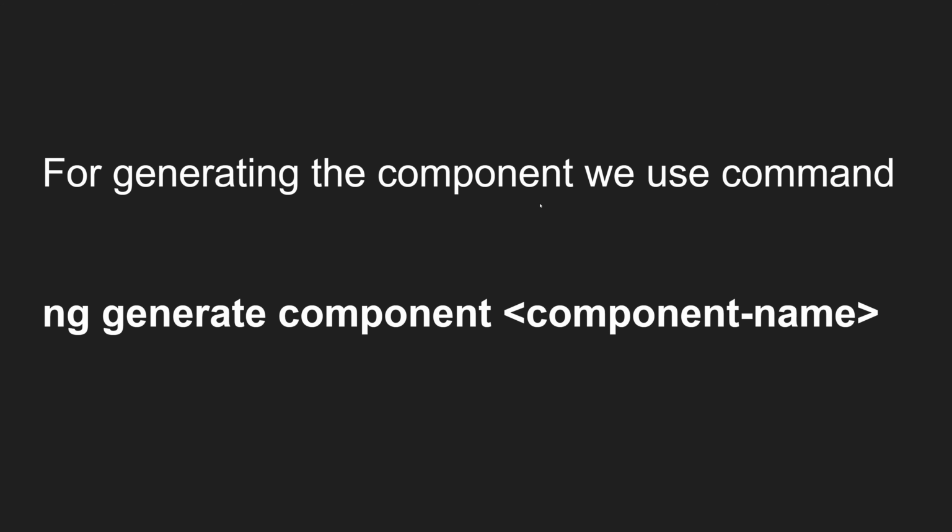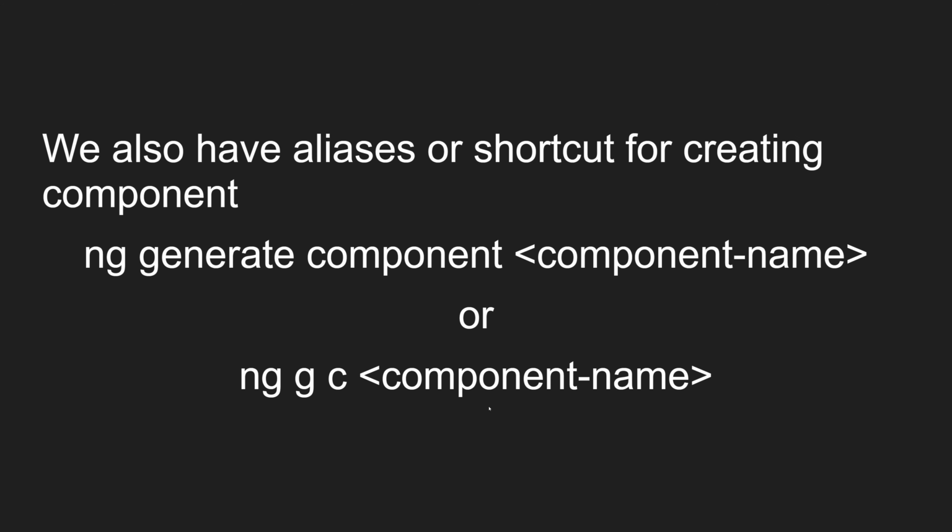For generating the component, we use the command ng generate component and the component name. Here we will be able to see the command. So in the total command, ng generate is the command, component is the schematic or blueprint, whatever you want to call it. ng generate component, and we need to give the component name.